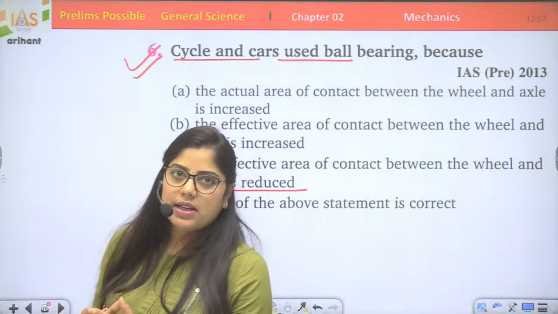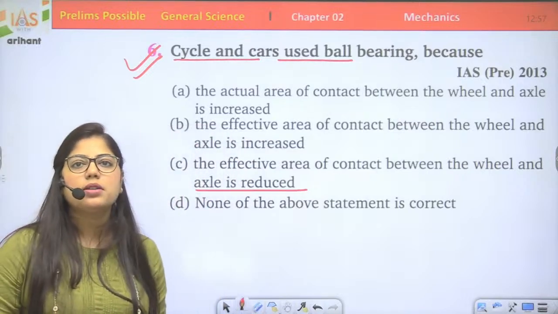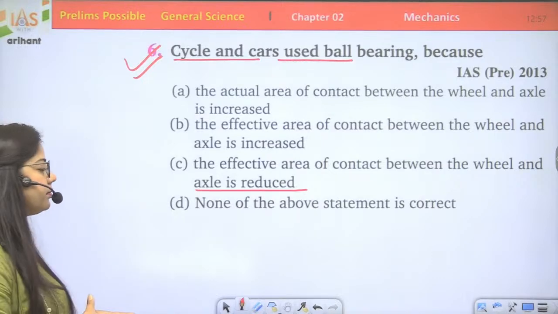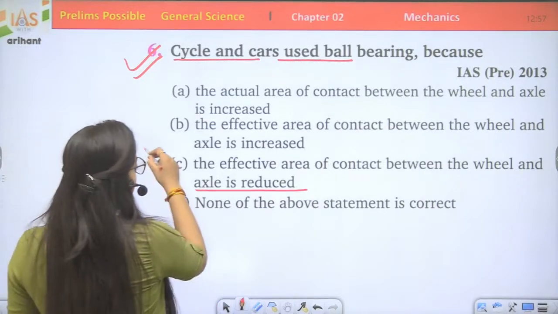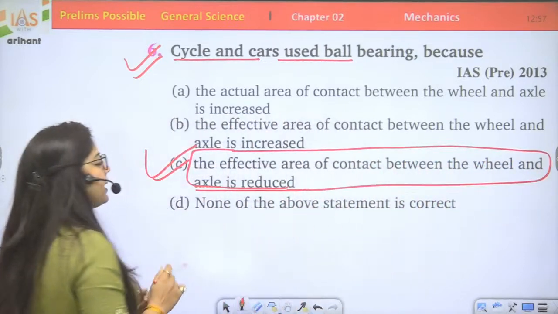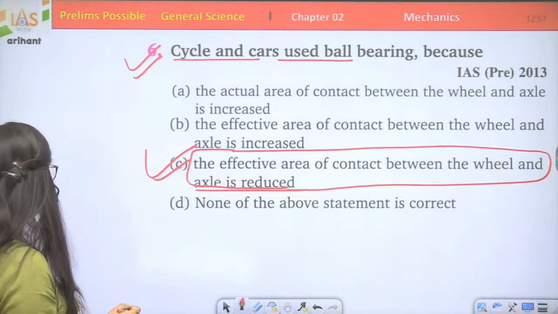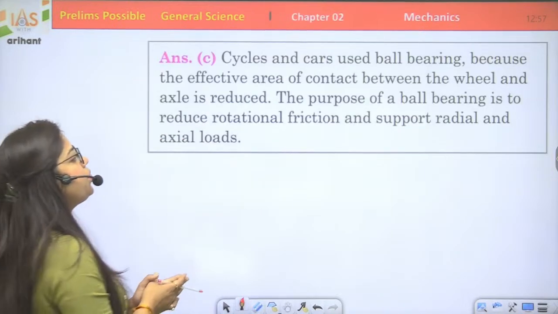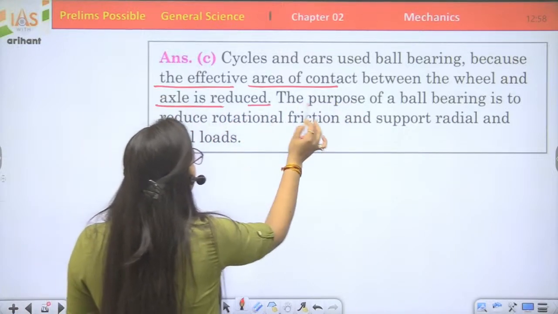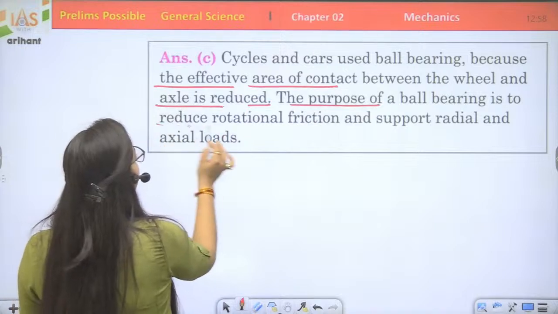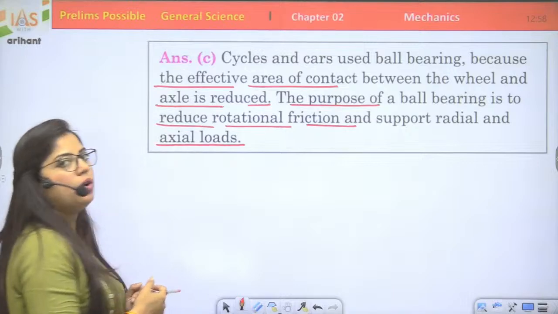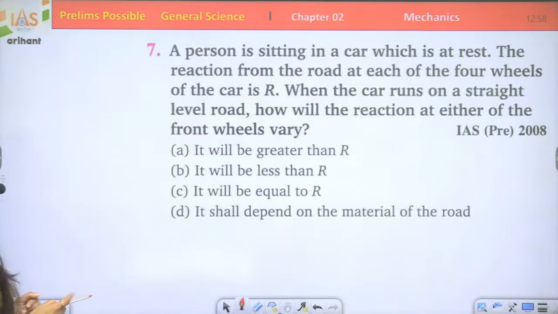What is the right answer to question number 6? Cycles and cars use ball bearings because the effective area of contact between the wheel and the axle is reduced. The purpose of a ball bearing is to reduce rotational friction and support radial and axial loads. Right? Comes to the next question.